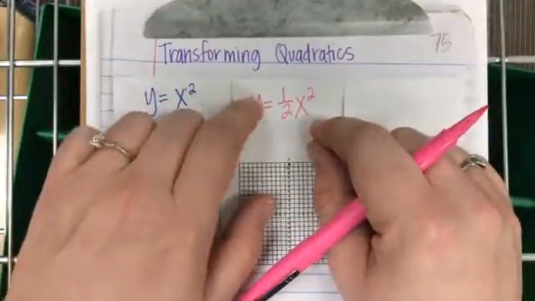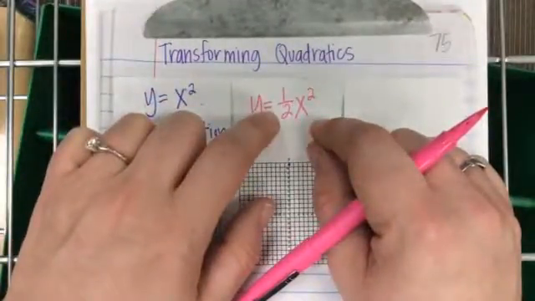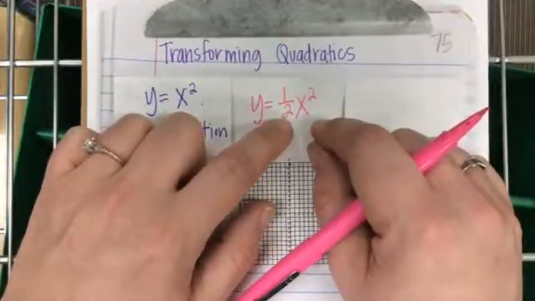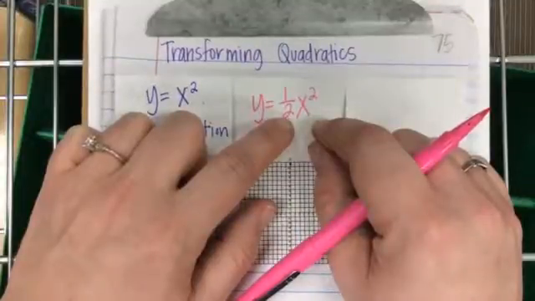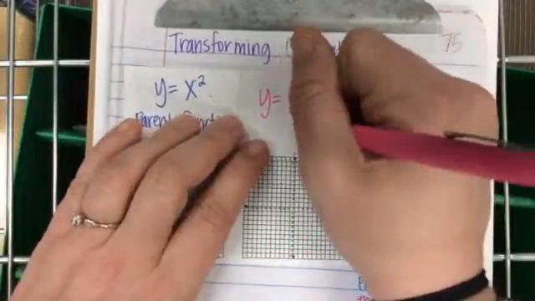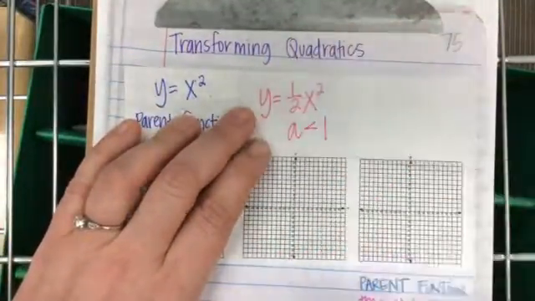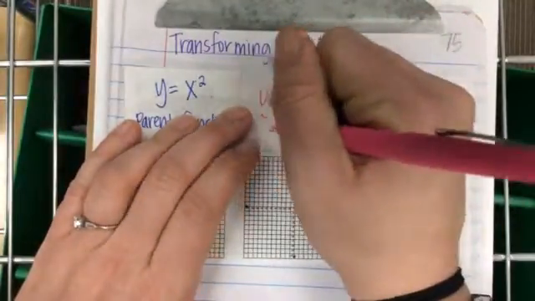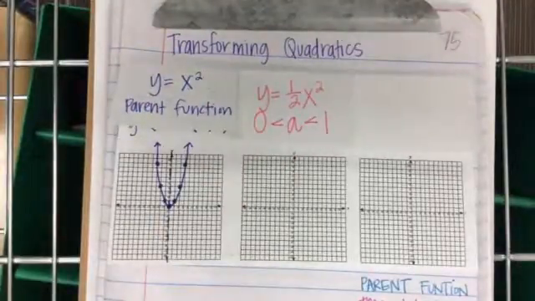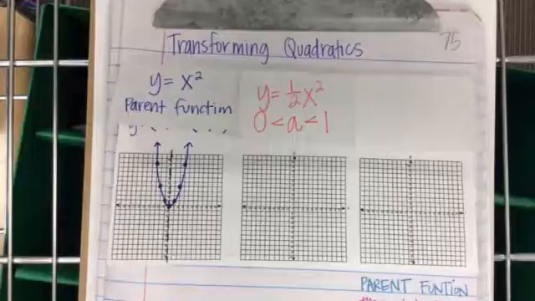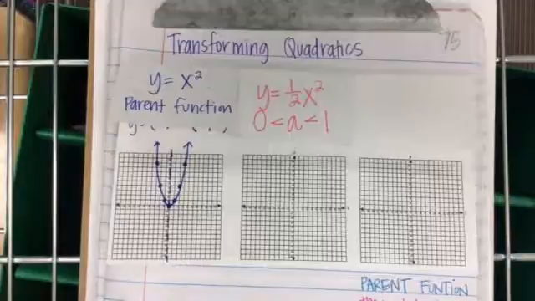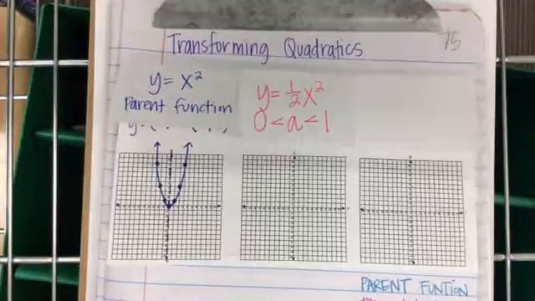It's smaller than 1, but it's still what kind of number? What kind of numbers are smaller than 1? Decimals, fractions, and negatives. But is this negative? It's a positive value. So I'm going to say that a is between 1 and 0. So if your a value fits in that category, between 1 and 0, 1/10, 1/2, 3/4, right?